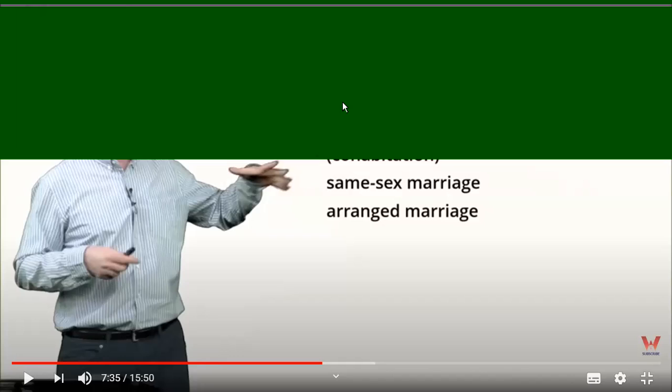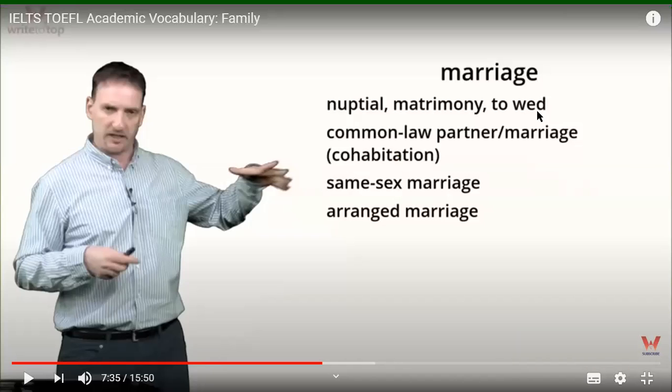N-U-P-T-I-A-L. Nuptial means belonging to marriage. And matrimony also belongs to the noun matrimony. It's a marriage also. To wed is to marry someone. Wedding is a noun form. To wed is a verb form.